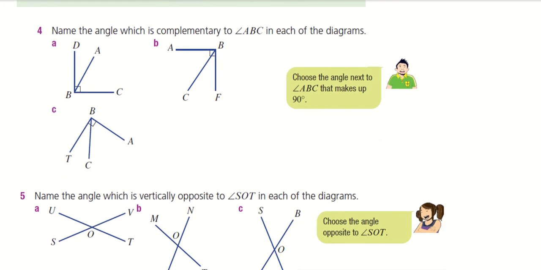All right, name the angle which is complementary to ABC. Well, that just means what adds up to 90. These are all right angles, so it's really easy. So that's ABC there. So obviously DBA. I'm not going to do the rest.